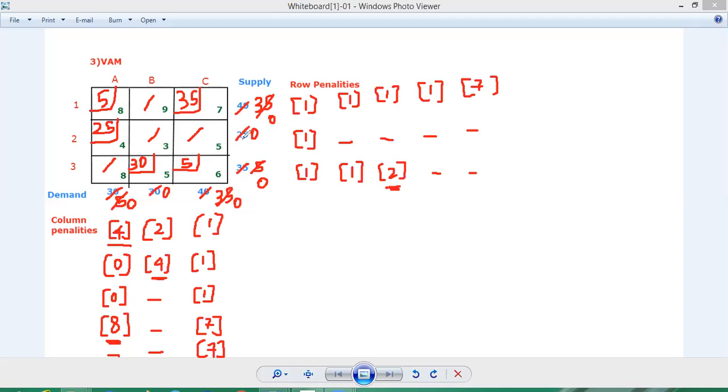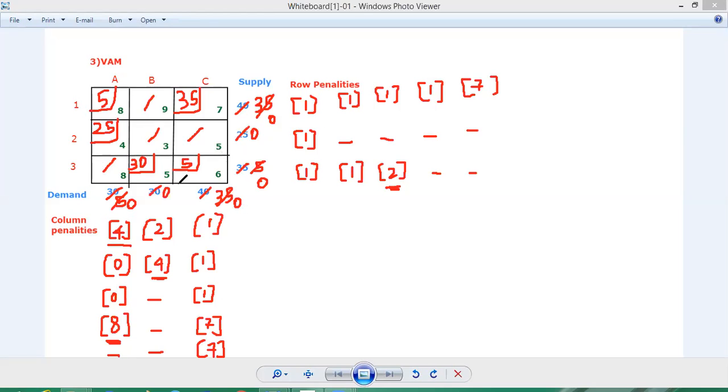As I told you, the example we have taken is a balanced transportation problem. Why? Because the total demand, 30 plus 30 plus 40, is equal to 100, and the total supply, 40 plus 25 plus 35, is equal to 100. Hence in the end we will always get all 0 values. And you can verify that in the first row the sum of the allocations, 5 plus 35, is equal to the original supply, that is 40. Even in the second row, the sum of the allocations is equal to the original supply, that is 25.